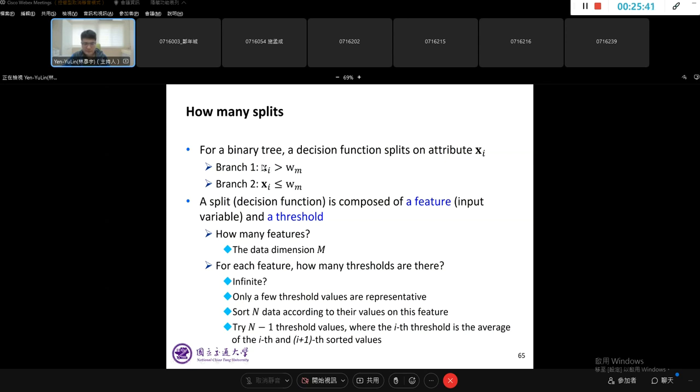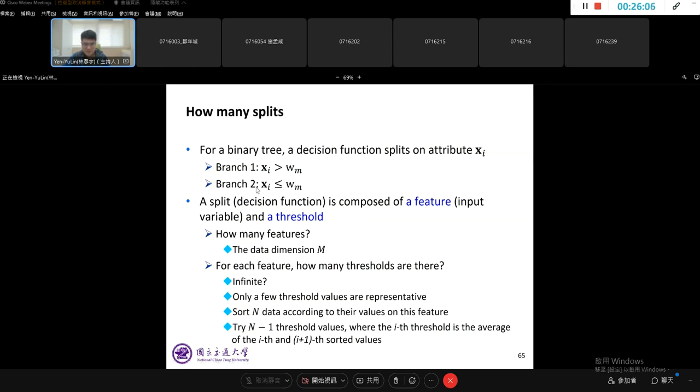If its value is larger than some particular threshold, this data point goes to the first branch. Otherwise, this data point belongs to the second branch. Okay, so how many decision function candidates do we have?